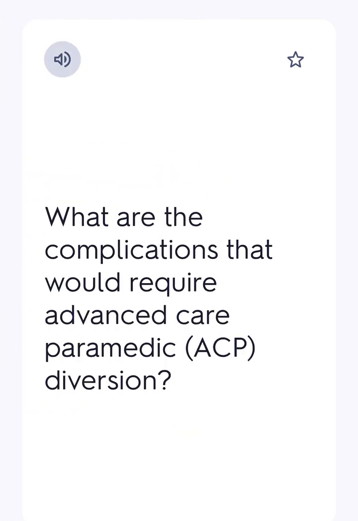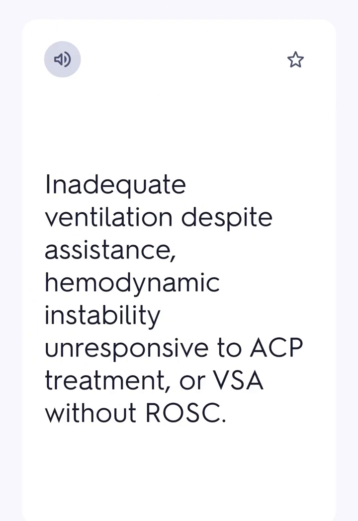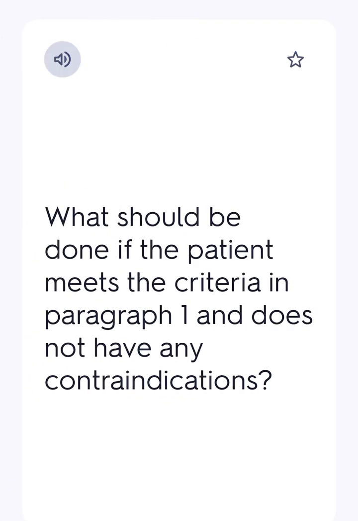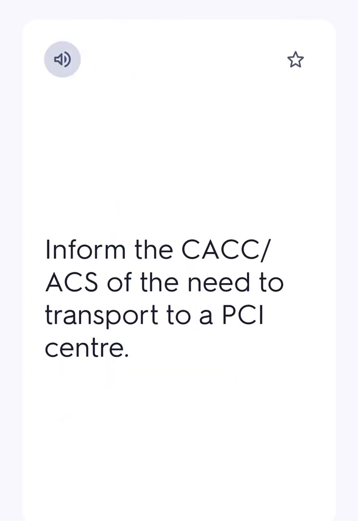What are the complications that would require advanced care paramedic diversion? Inadequate ventilation despite assistance, hemodynamic instability unresponsive to ACP treatment, or VSA without ROSC. What should be done if the patient meets the criteria in paragraph 1 and does not have any contraindications? Inform the CACC/ACS of the need to transport to a PCI center.